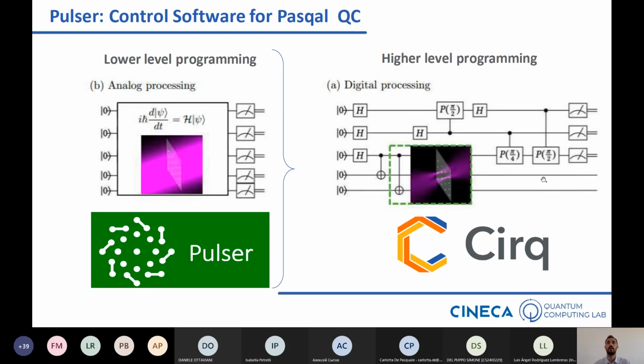Later on, in the future, it's not available right now, you will no longer use Pulsar for this analog way of performing quantum computation, but Qadence, which is something like QC that works with gates for this digital processing, which means using gates. But each gate again is a combination of pulses, of course.